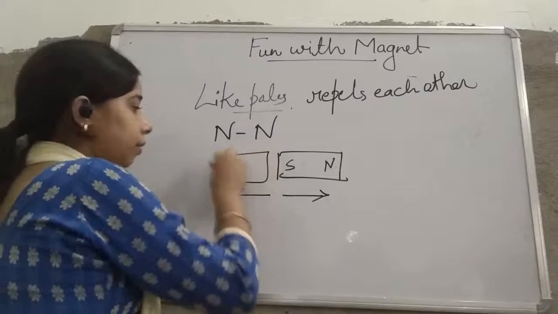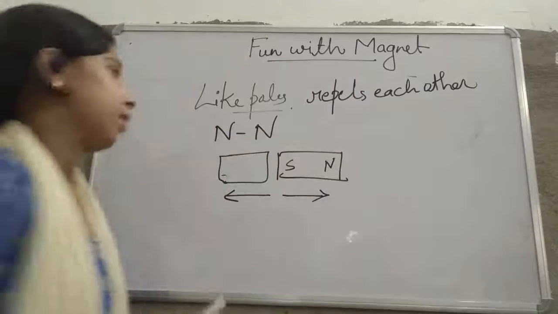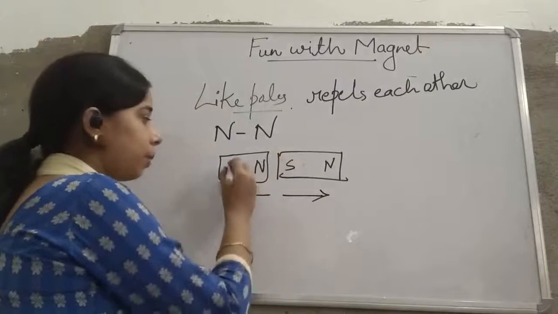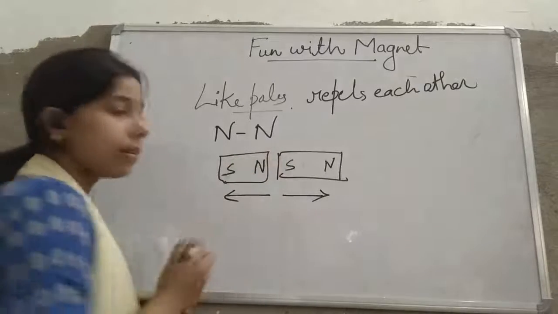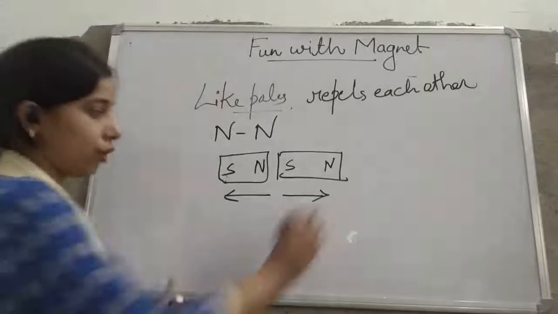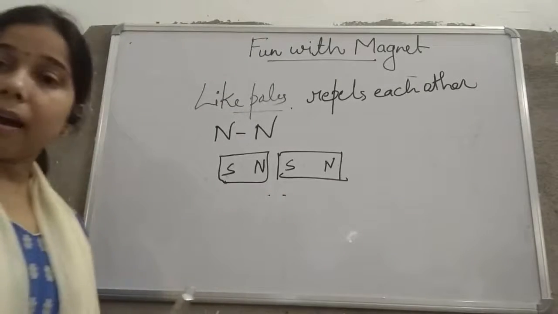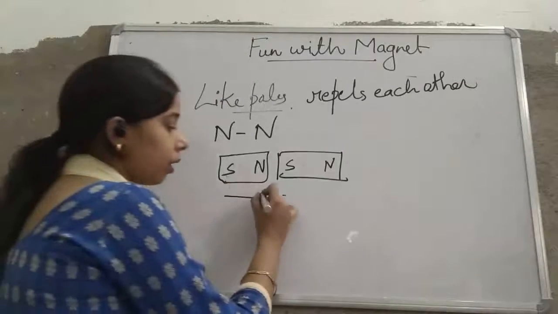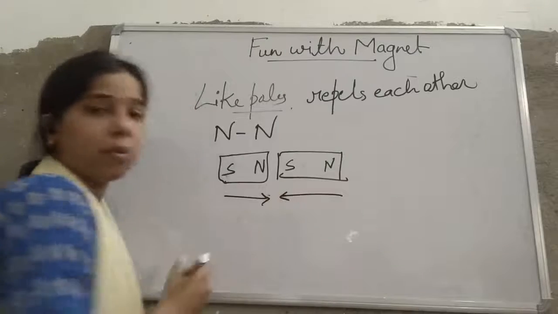Now see, if it is just opposite to that, this is the north pole, this will be the south pole. So what is this? This is the unlike poles together. So if these are unlike poles, what will they do? They will start attracting towards each other.